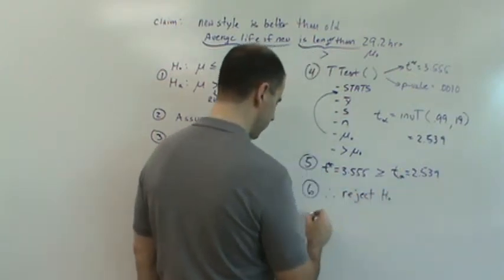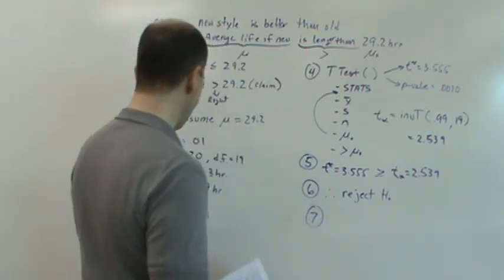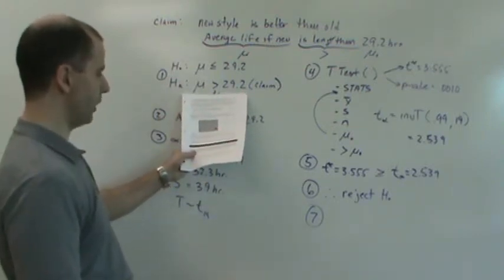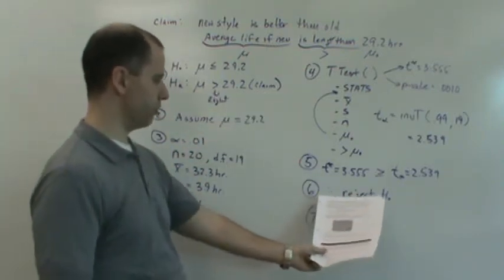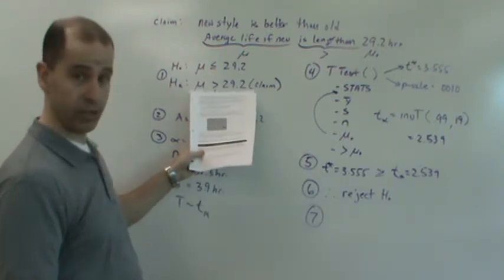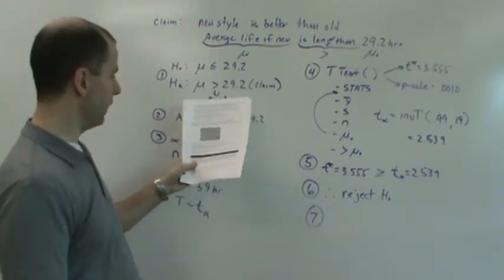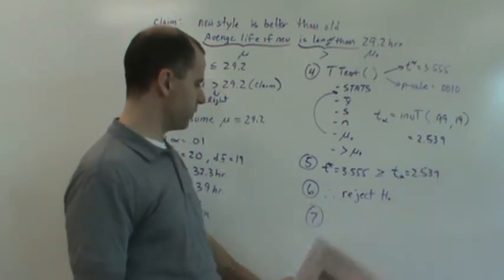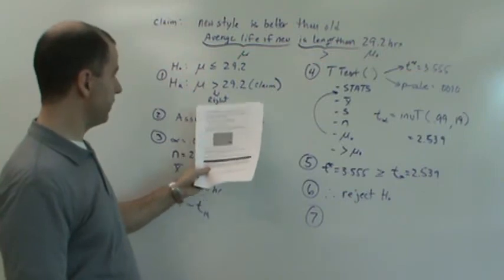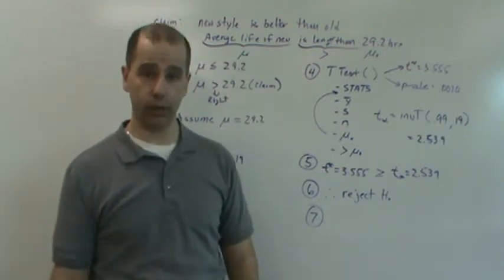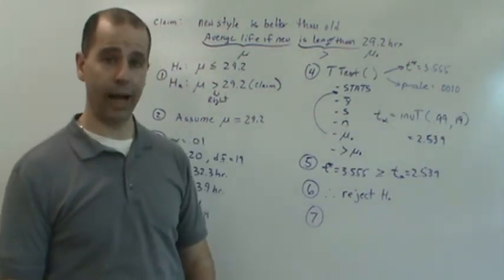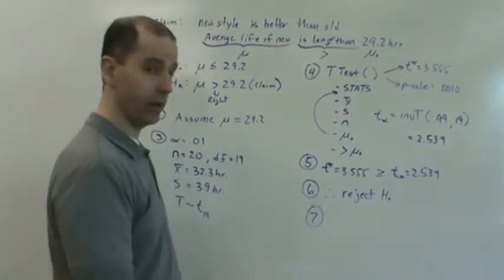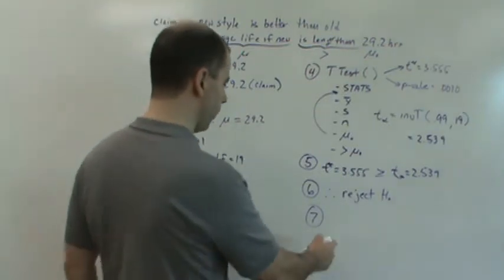the null. And so our conclusion is, at an alpha level of 0.01, there is strong evidence to support the claim. Why? Because we're rejecting the null. That means that there's evidence to support the alternative. And in that case, we're going to say that there is strong evidence to support the claim that the new battery lasts longer than 29.2 hours, and based on the sample data, of course.